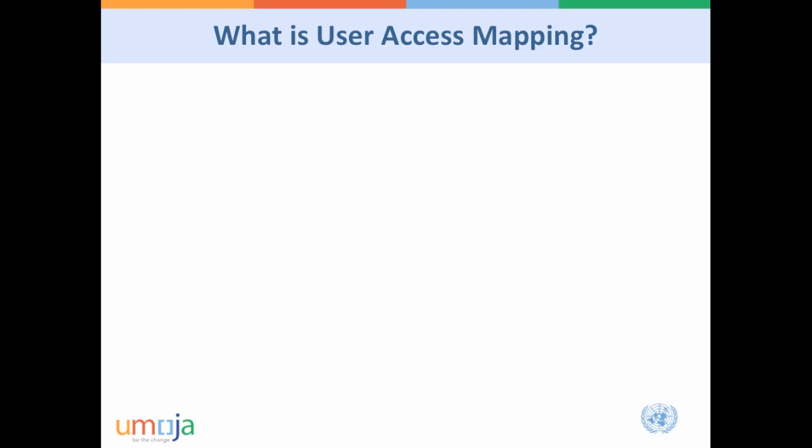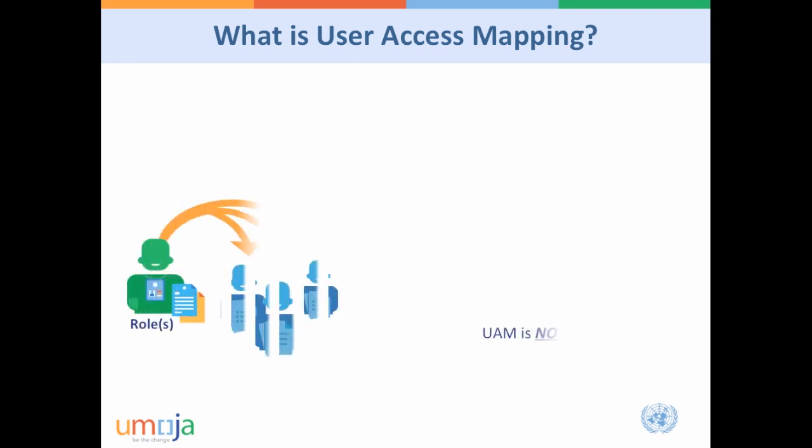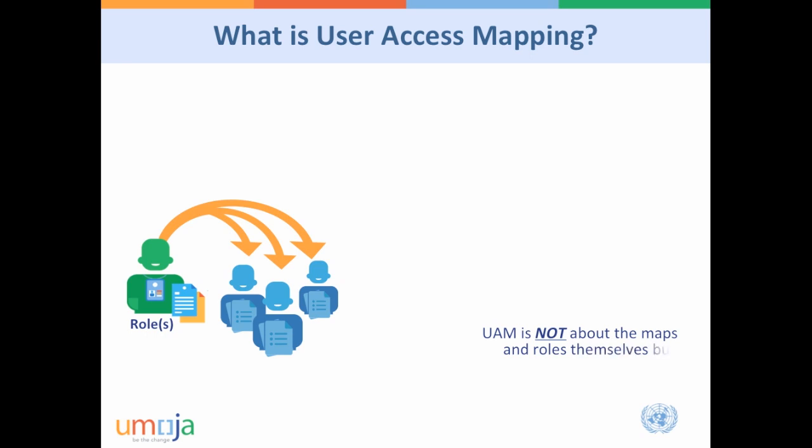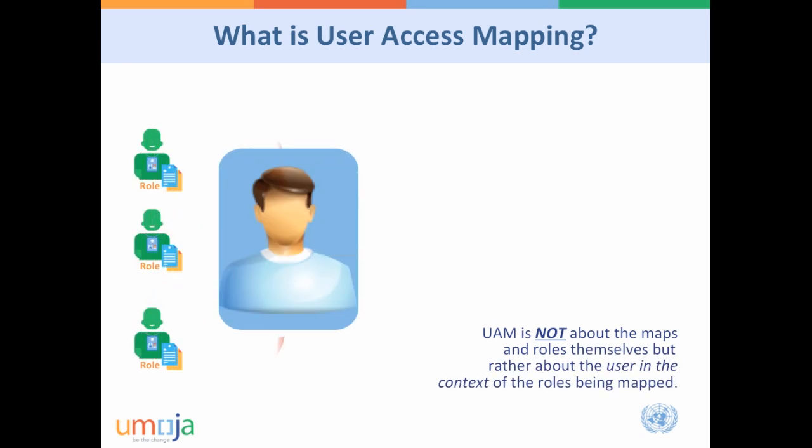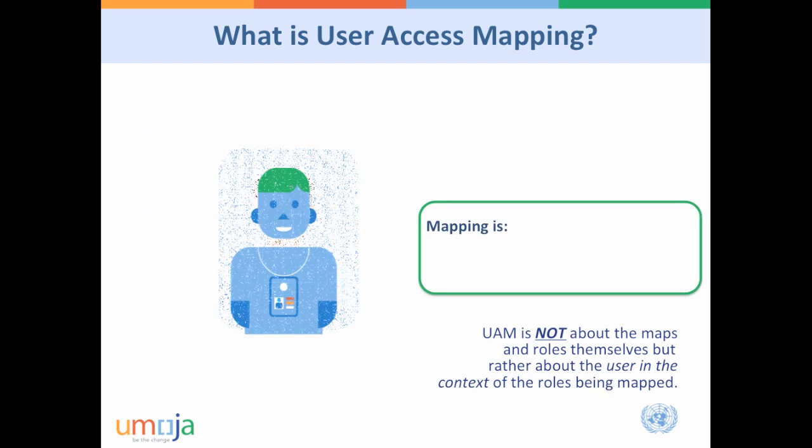First, a quick summary of UAM. UAM is the process of assigning roles to users on the basis of each user's job or duties and responsibilities related to the business process in Umoja. UAM is not about the maps and roles themselves, but rather about the user in the context of the roles being mapped. Mapping is user-specific and user-centric.